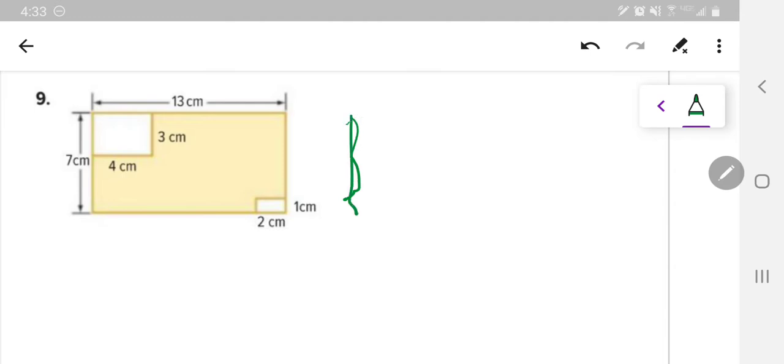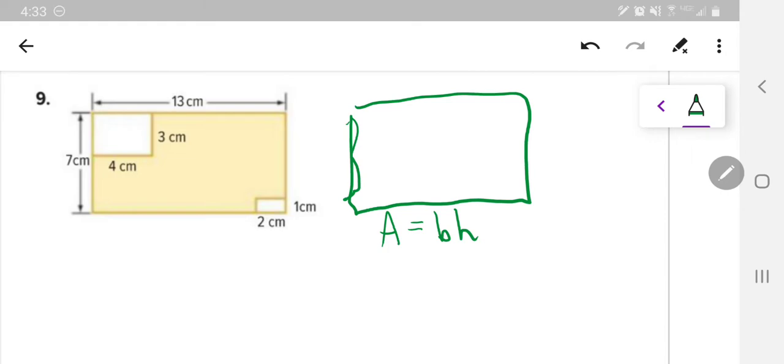We'll talk about that big rectangle first. We write down the shape, then we draw the formula, which is going to be base times height. Base and height always meet at a right angle, and luckily we have some right angles here.